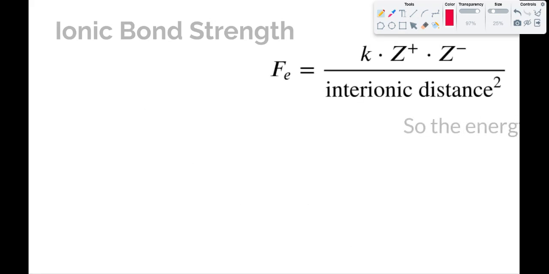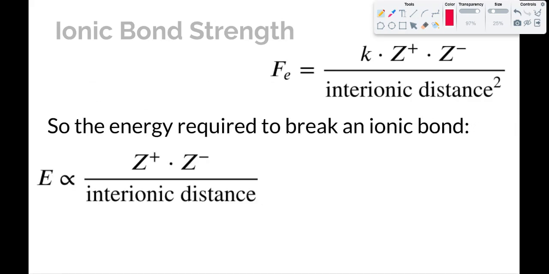So that means that the energy that's required is going to be proportional to the product of the two charges in the numerator divided by the distance between the two ions in the denominator. So if you're thinking about what would affect this, the bigger the charges are, the bigger the energy is, because the charges are in the numerator. And the bigger the ions are, the greater the distance between their centers, and that means the bigger the denominator, so that would decrease the amount of energy required to break an ionic bond.